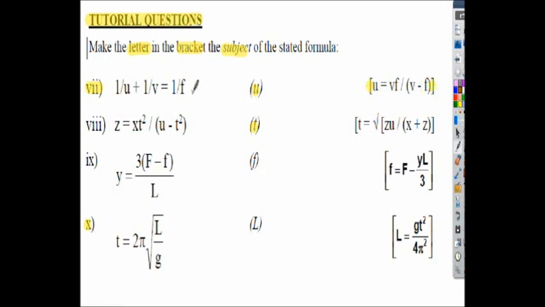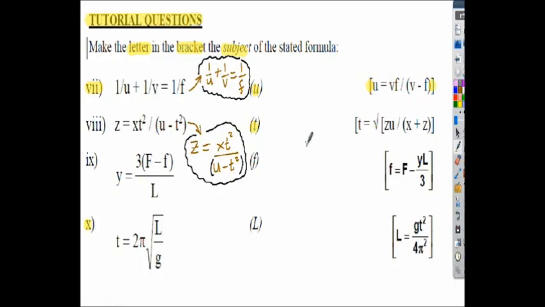Just for your information, question 7 can be written in this form, if that helps you, written on 2 lines: 1 upon u plus 1 upon v equals 1 upon f. Similarly, equation 8 can be written as z is equal to x multiplied by t squared divided by (u minus t squared). Sometimes seeing the equations written on 2 lines is easier than how they're expressed on 1 line in the question. I would encourage you to stop the presentation and attempt these questions, but the worked solutions are shown on the following slide.